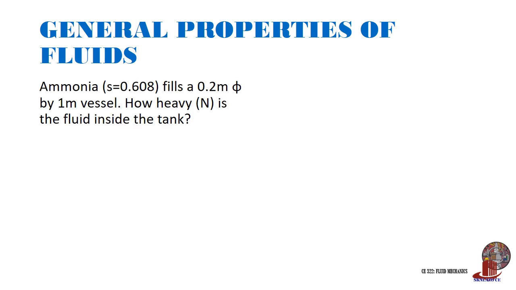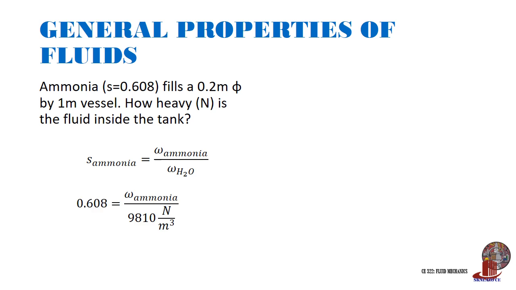Taking our third example, ammonia with specific gravity of 0.608 fills a 0.2 meter diameter by 1 meter vessel. How heavy is the fluid inside the tank? For this problem, are we going to use mass density rho, or would it be unit weight for our specific gravity? Try to check that our required is in newtons, which would be derived from unit weight. Thus, our formula for specific gravity would be taken as that of unit weight, which would be unit weight of ammonia all over unit weight of water.